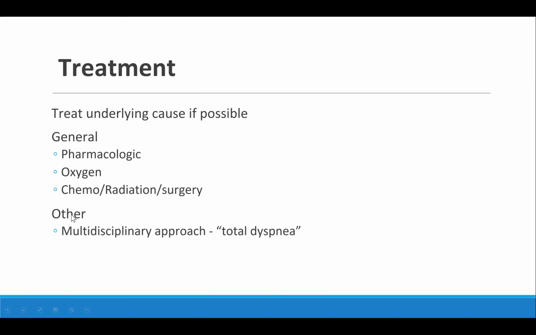We'll move to treatment. We should remember to treat the underlying cause if possible. Like infection, you can use antibiotics; for congestive heart failure, diuretics; and for COPD, bronchodilators. In general, pharmacological measures, oxygen, chemotherapy, radiation, and surgery.